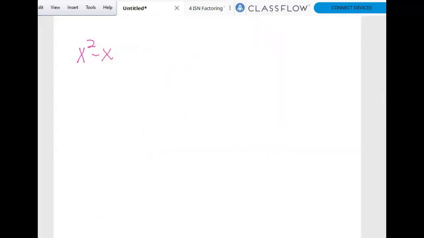Okay. X squared minus x. Okay, do I have 3 or 4 terms here? No, I have 2. So are they perfect squares? No. So the only thing I can do is what? I can just find the greatest common factor. So when I divide by x, I get x on the outside.